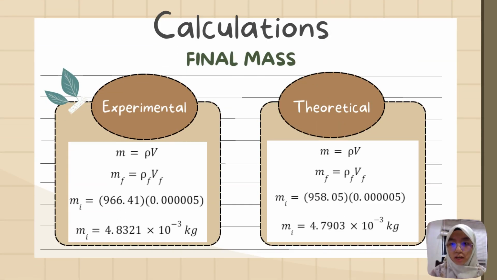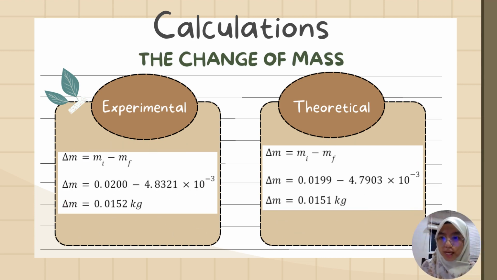Next is the calculation for final mass. As you can see here, we are still using the previous equation. Mass equals density times volume. After we obtain the result for initial and final mass, we calculate the change of mass. So we subtract the final mass from the initial mass.